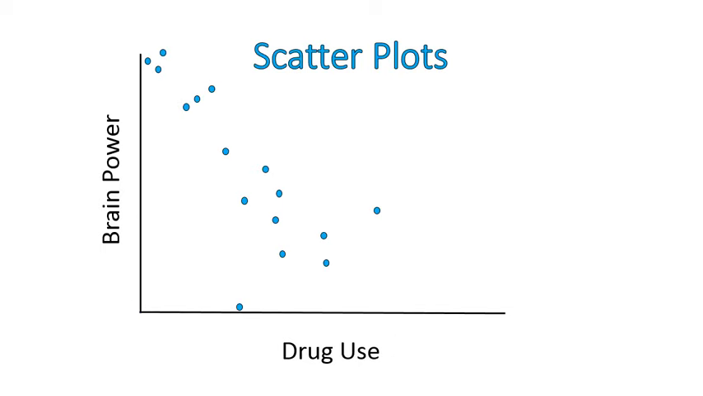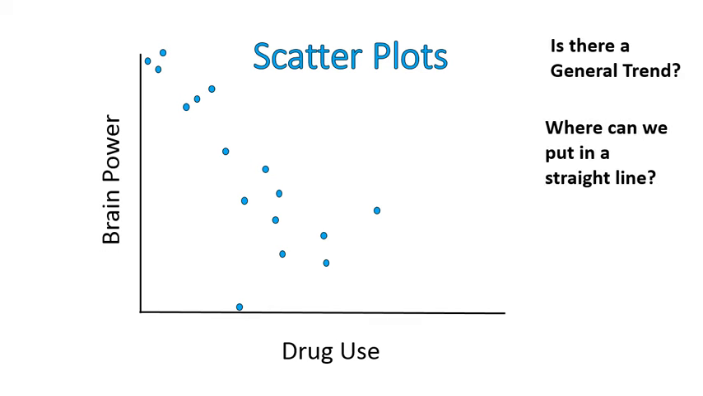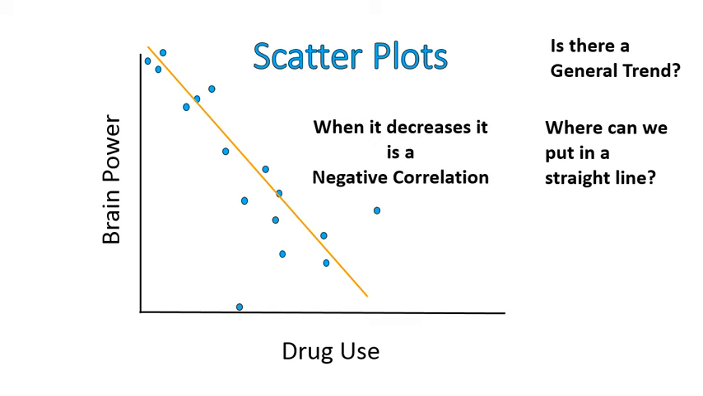With our next one, we have a negative correlation. The general trend is downward, so we put a line of best fit right around there. The less drug use, the more brain power on this graph. Again, this would be called a negative correlation. When one increases, the other decreases.